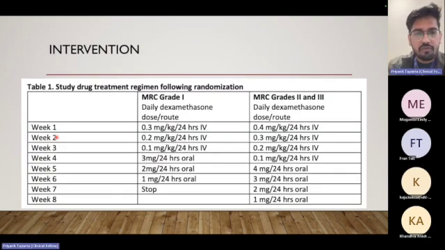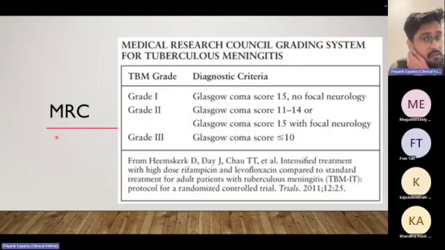This was the two schemes. I'll talk about the MRC grading in the next slide, and they differentiated these two. All the patients in the study group received steroids for either 6 weeks or 8 weeks, and the MRC grading was a GCS score of 15 with no focal neurological deficit for grade 1, and grades 2 and 3 having some neurological deficit with a low GCS score.